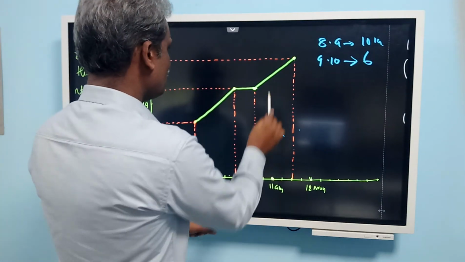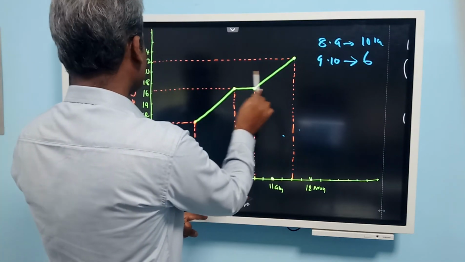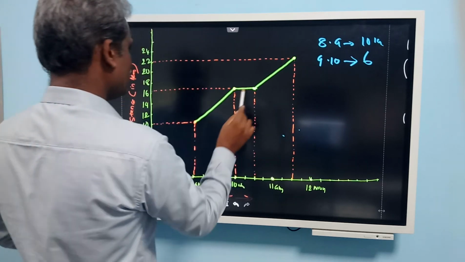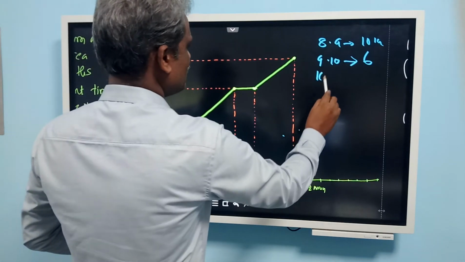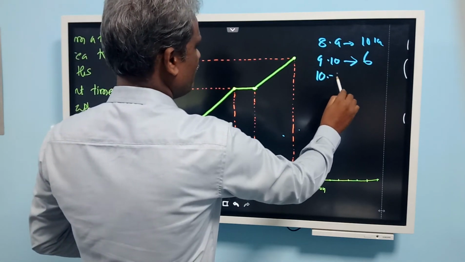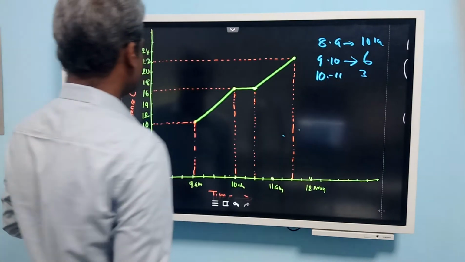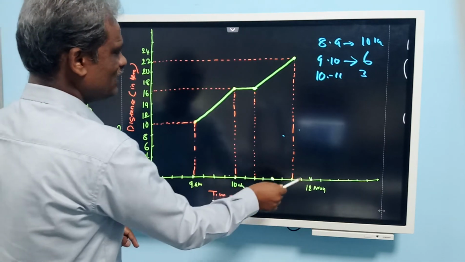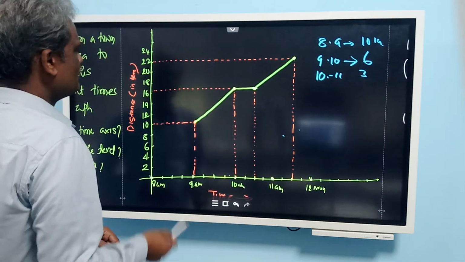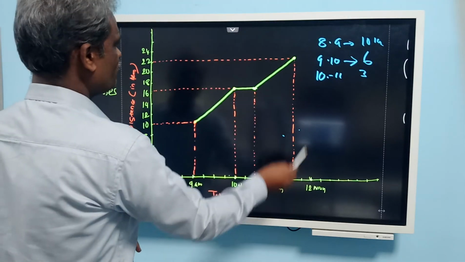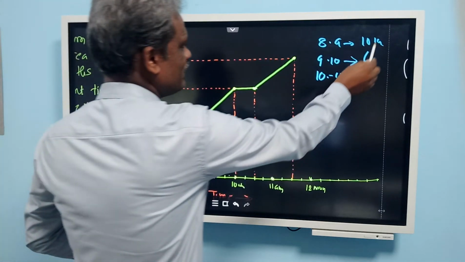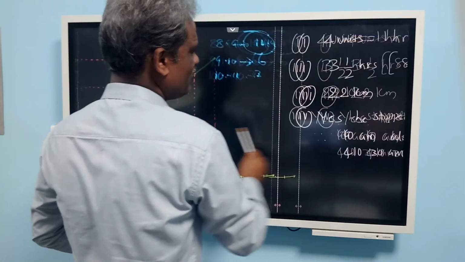10 to 11 you can see here, I think it is 19 kilometers. So 16 to 19, only 3 kilometers. So again from 11 to 12 you can see, 11 it is 19, 12 I think we stopped, very less only. Here the maximum distance we covered is 8 to 9.